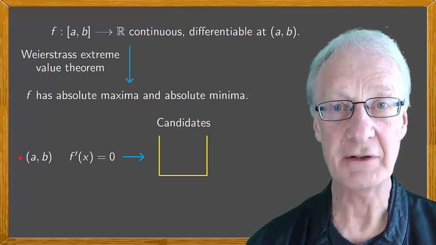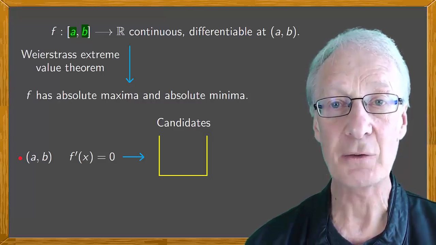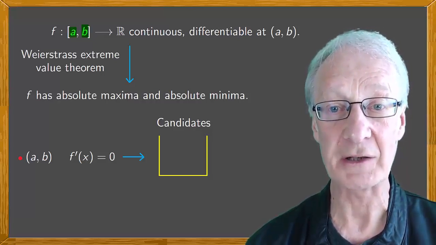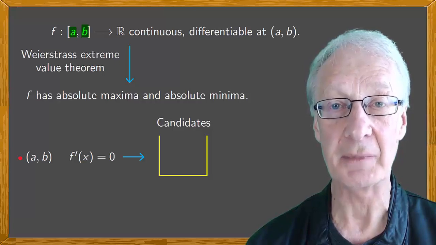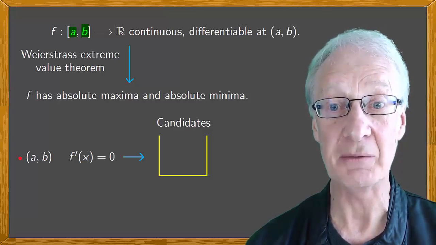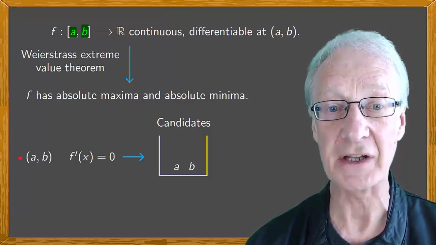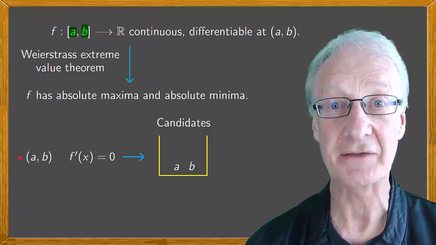We've dealt with the interior of the interval, but what about the ends, A and B? Here we can't base our argument on derivatives because differentiability is considered only at interior points of the domain. Instead, we just add these values directly to the set of candidates.